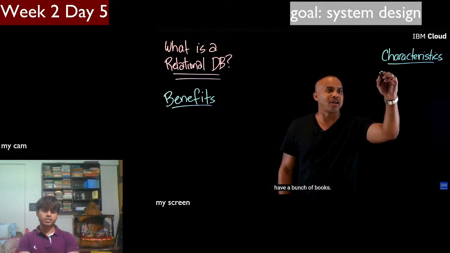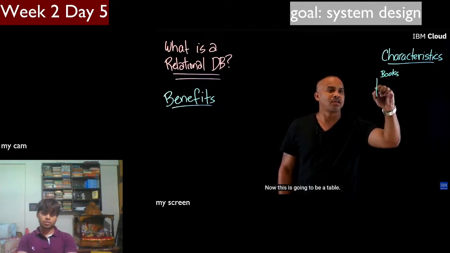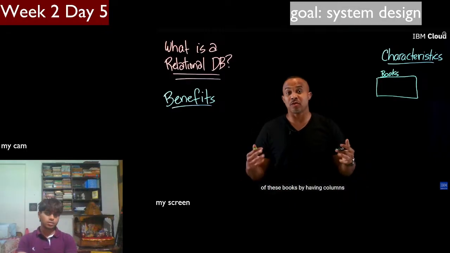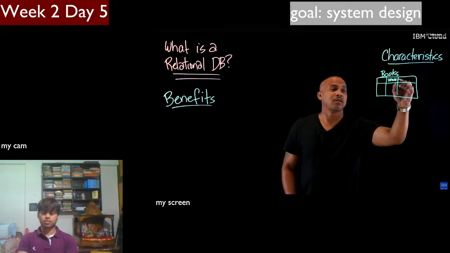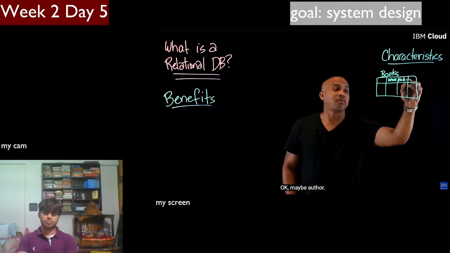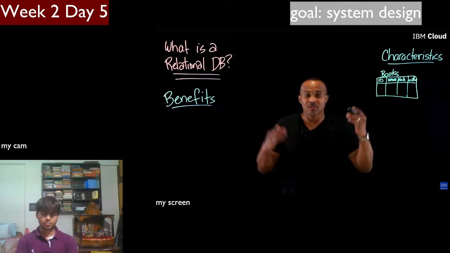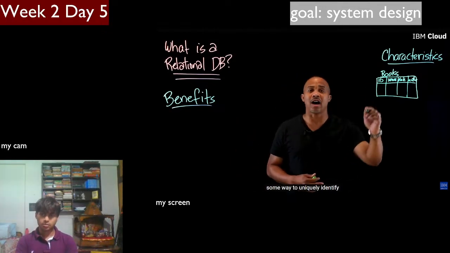So let's say I have a bunch of books. Now this is going to be a table. It accomplishes the attributes of these books by having columns. And columns will be things like name, date, okay, maybe author. Of course, got to have an author for a book. And every table is going to have an ID field, some way to uniquely identify it.